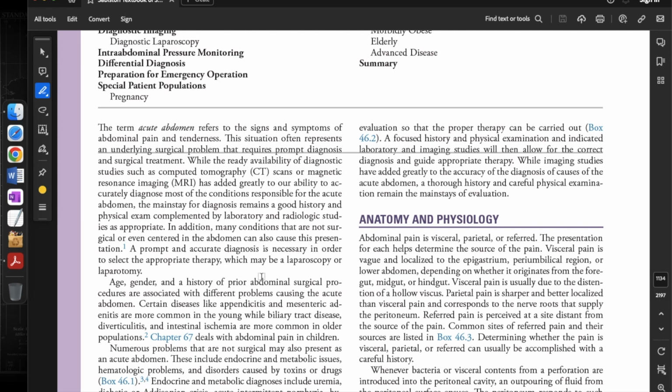Prompt and accurate diagnosis is necessary in order to select the appropriate therapy, which may be a laparoscopy or a laparotomy. Age, gender, and a history of prior abdominal surgical procedures are associated with different problems causing the acute abdomen. Certain diseases like appendicitis and mesenteric adenitis are more common in the young, while biliary tract disease, diverticulitis, and intestinal ischemia are more common in the older population.